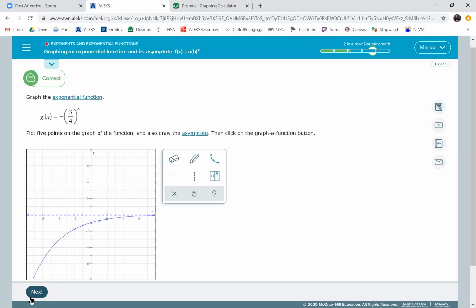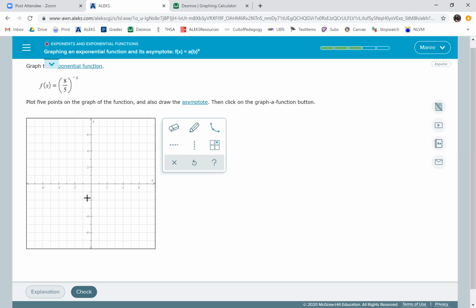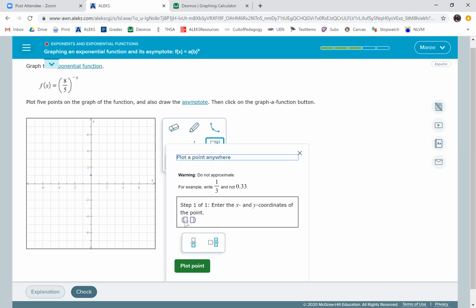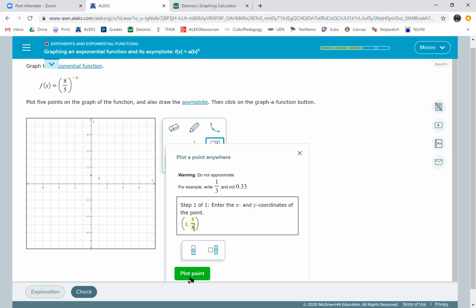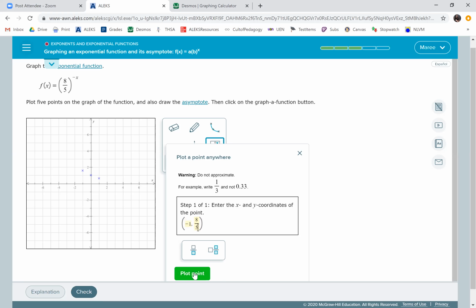Exponential functions are actually kind of fun to graph. With that negative on the outside, you knew it was going downwards. With -x, it's always going to be the reciprocal. So when x is 0, this is going to be 1. What about when x is 1? That's a -1, which means it's going to be the reciprocal. So that's 5/8. And when x is -1, that's 8/5. It's kind of an interesting one, isn't it?